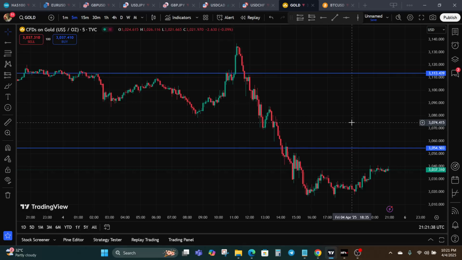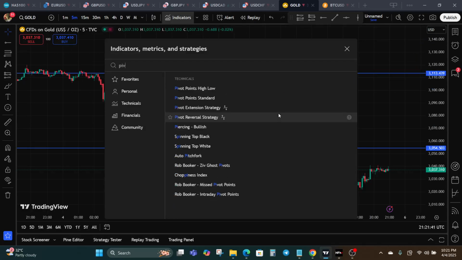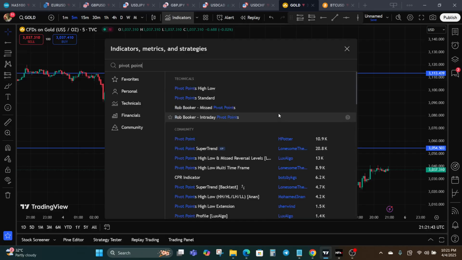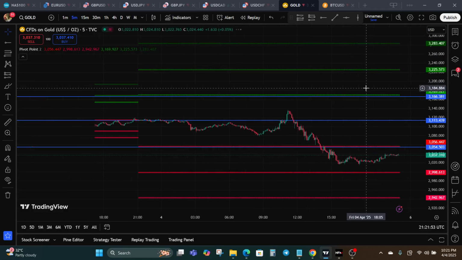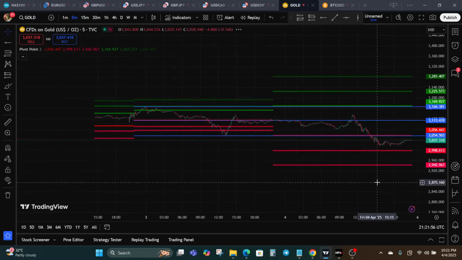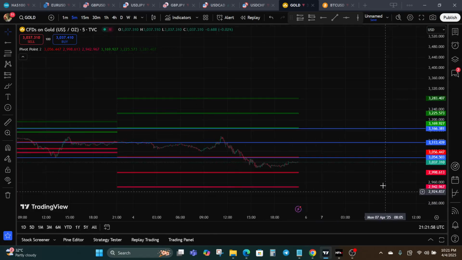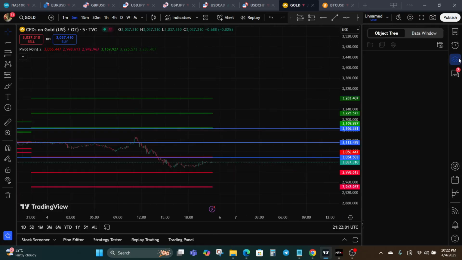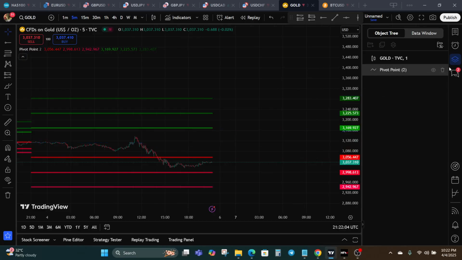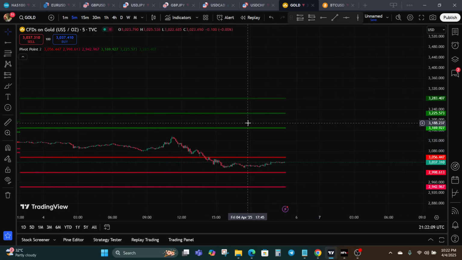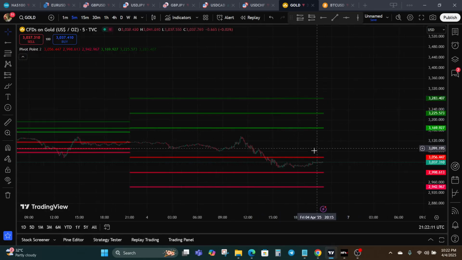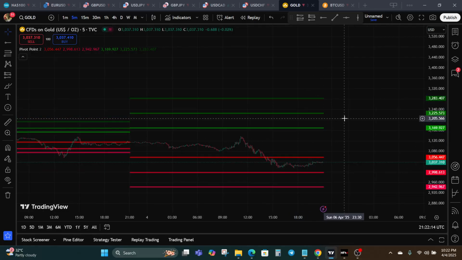Now let's just go through an example. I'm just going to add pivot points. So this is just an indicator that I added for pivot points. Okay, so we can see that we have resistance 1, resistance 2, resistance 3. We have support 1, support 2, support 3.